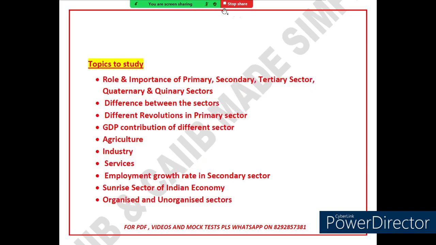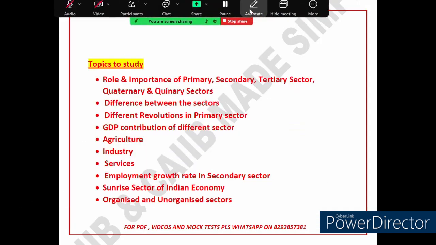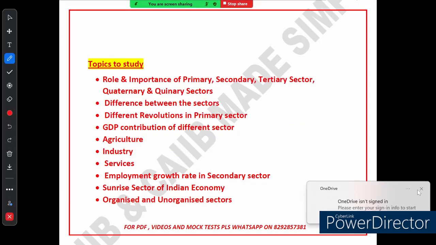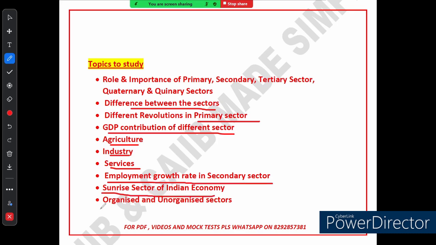These are the topics we are going to study from our JIV examination point of view as per our Macmillan syllabus. First of all, we will see the roles and importance of the primary, secondary and tertiary sectors, and the quaternary and quinary sectors. Then we will see the difference between these sectors and the different revolutions which arose in the primary sector. We will look at the GDP contribution of the different sectors: agriculture, industry, services. We will see the employment growth rate in the secondary sector, and the sunrise sectors of the Indian economy. Finally, we will complete our chapter with the organized and unorganized sector.